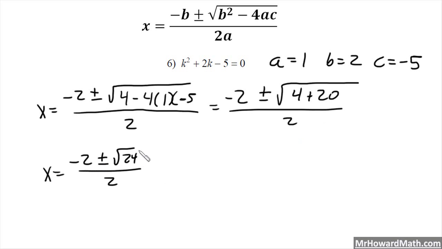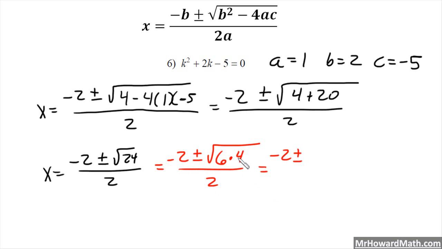Now we do have a square root of 24. It doesn't have a perfect square root, so we need to break it down. We need to simplify it. So negative 2 plus or minus square root of. We want to rewrite 24 with factors where at least one of them has a perfect square root. So that would be 6 times 4 all over 2. Next step, negative 2 plus or minus. So the 4 here, square root of 4 is 2, so it's popping out as a 2 there with the 6 staying behind all over 2. Now we can actually cancel.